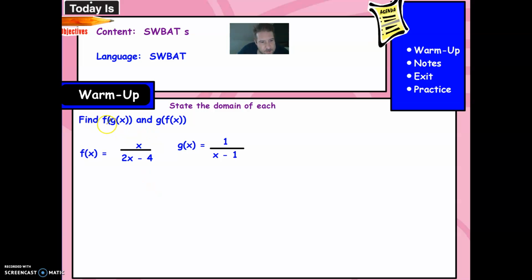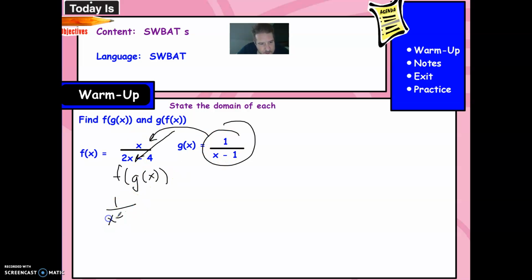As we are once again continuing our discussion about inverses. So for the warm-up, it says find f of g of x and g of f of x. So we have our two functions right here. It's going to take a little bit more work than the one we did in the video. So I'm going to take all of this and plug it in for x's here to find f of g of x. So this is f of g of x. Alright, so I'm going to take all this, plug it in right here.